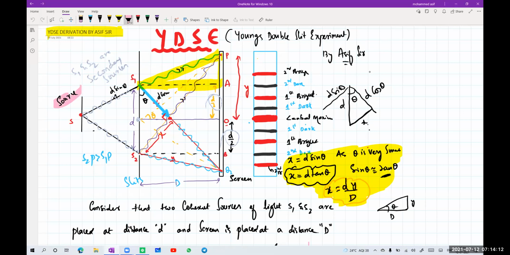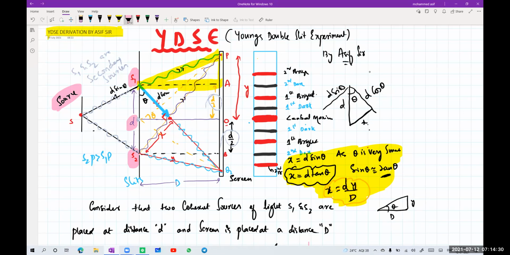We have one parent source. From this parent source, light goes and is kept in front of a cardboard, and two small pinholes are made, which are at a distance of d from each other. So S1 and S2 are your two coherent sources. The distance between them is equal to d.